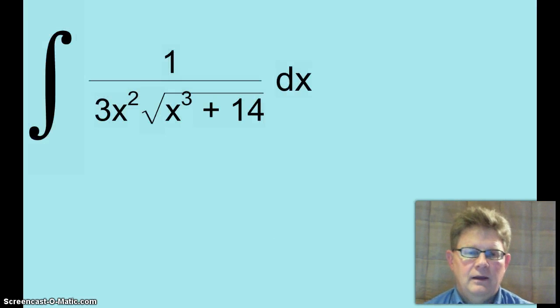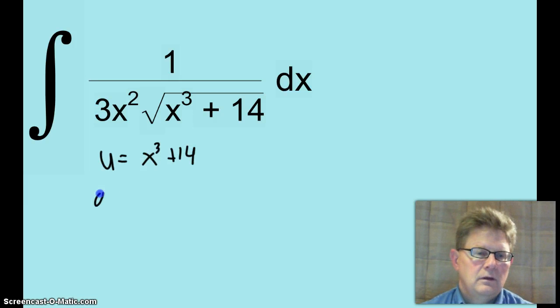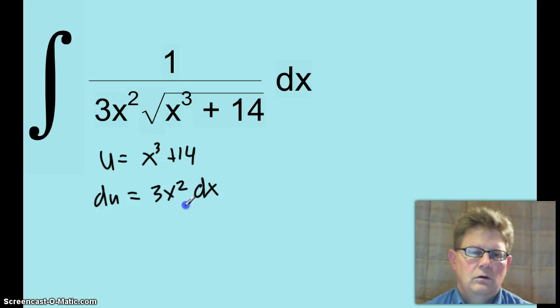And now let's go back. Almost what we had earlier. Pattern recognition. There's x cubed, there's 3x squared, the derivative of x cubed. So we're going to let u equal x cubed plus 14, du equals 3x squared dx. That doesn't work, because we have 1 over 3x squared dx. Oh boy, that doesn't help us at all.